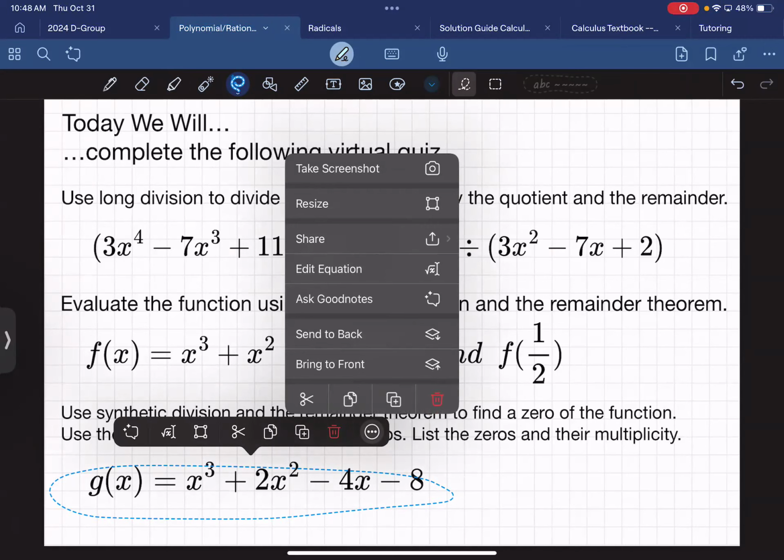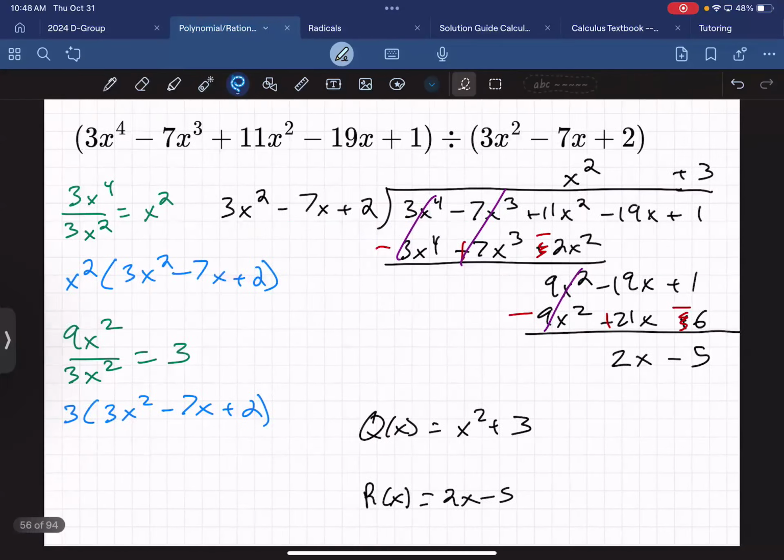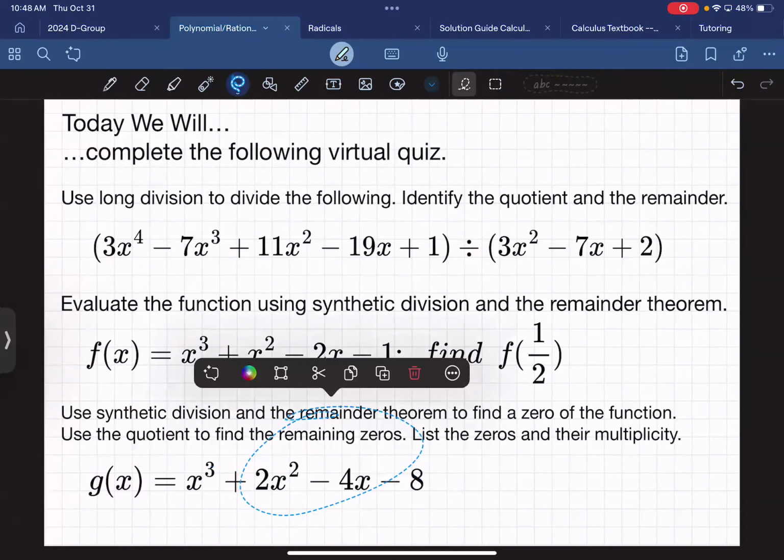Brain's not working. What am I doing? Okay. This last one, though, let's make sure we take the directions with us, because some people didn't read the directions here.